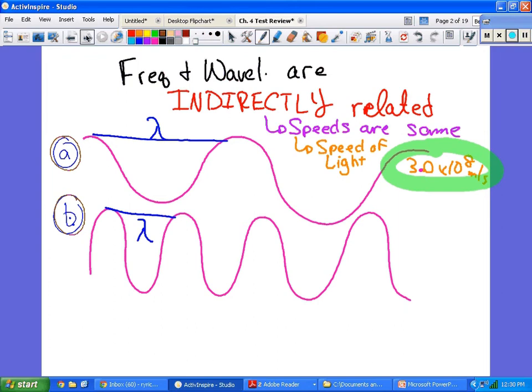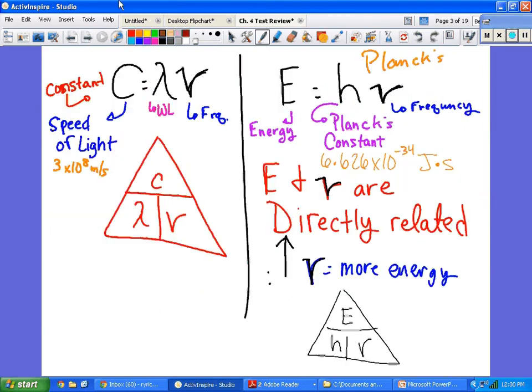Make sure that you know this. They're traveling at the same speed, and it even said, speeds are the same. Now, make sure you know that number: 3.0 times 10 to the 8, and the unit is meters per second. I'm telling you now, know that number. There are three math problems on this test. They're the very last three, 48, 49, and 50. You're going to have to know how to do these.